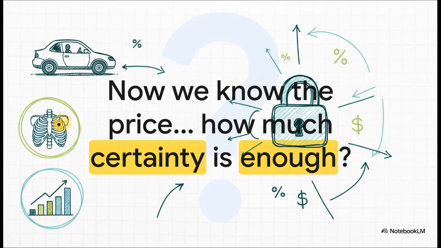And that leaves us with a really deep question. For a self-driving car, for an algorithm that detects cancer, for an AI that trades billions of dollars, what's the right price to pay? How much certainty is ever really enough?